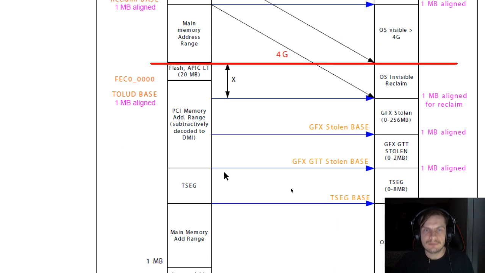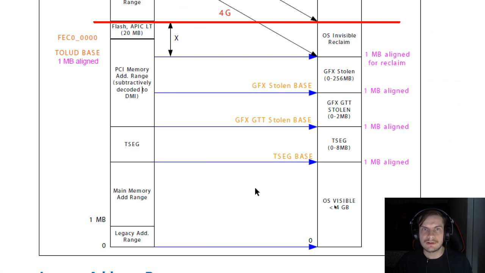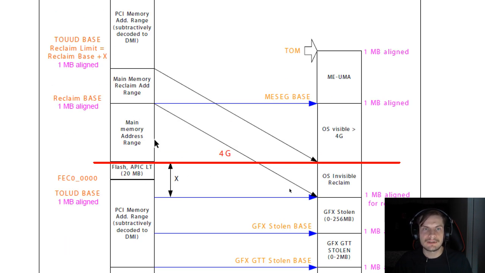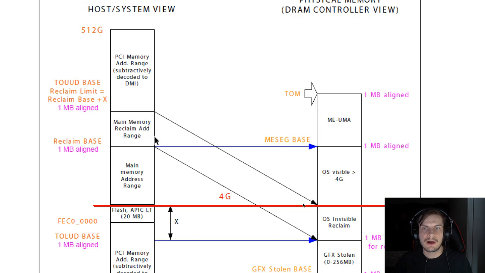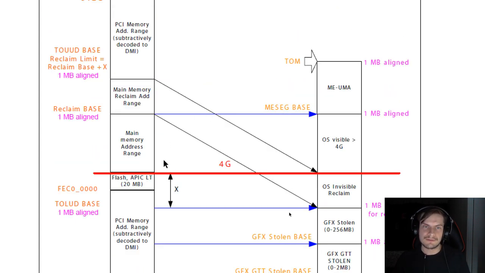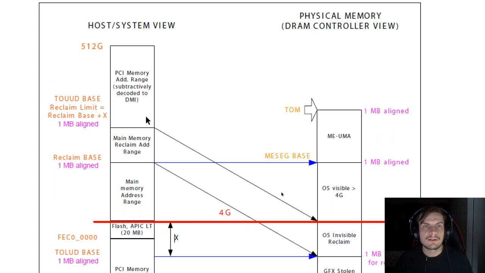And you see, if you have more than 4 gigs of memory installed in your system, it actually has a hole which starts from somewhere in the PCI memory up to the 4 gigs. Then we have this hole relocated to the upper view, so it's actually reclaimed, so as not to waste the physical RAM, you know. And when the RAM ends, we have again a PCI memory which is subtractively decoded to the DMI, which is direct media interface. I'll try to explain all this stuff today.